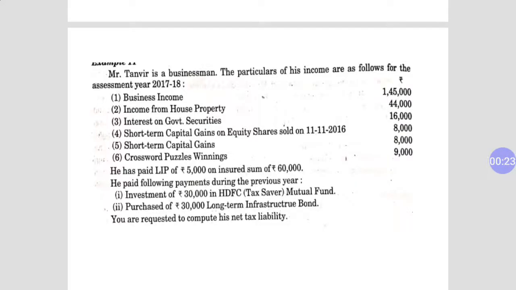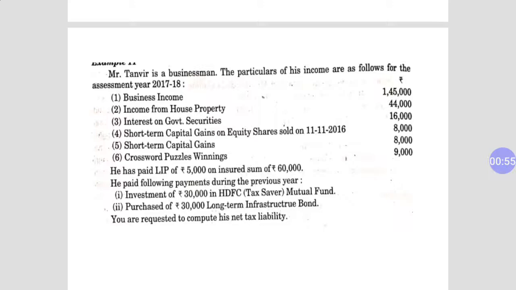My dear student, first of all you have to find out which heads of income are included in this question. As you can see, we have income from business, income from house property, and income from other sources, which includes interest on government security and the crossword puzzle. And then we have income from capital gain. In this capital gain we have two types of short term capital gain: one covered under section 111A and another is simple short term capital gain.